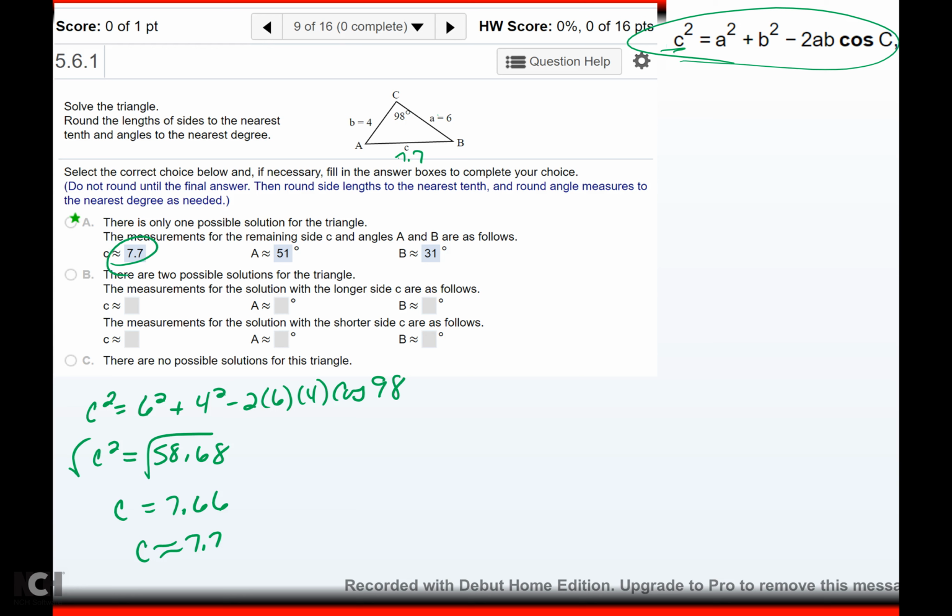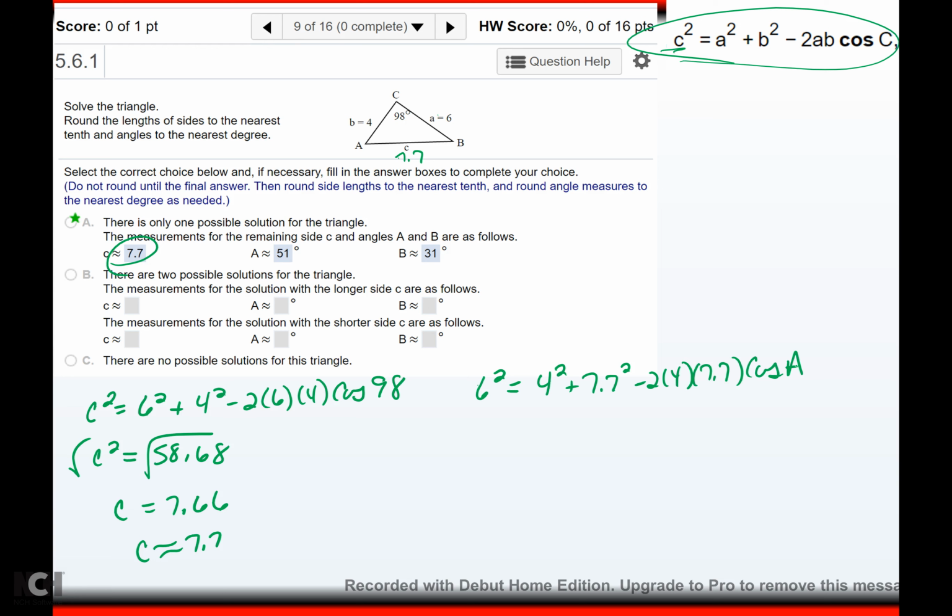Now I gotta find my other angles. So if I use that now, I could do log cosines, or I could do log sines, I guess. Doesn't matter which one. I think I'll do log cosines there. So let's start with A. A squared equals B squared plus C squared minus 2 times A times C times cosine A.